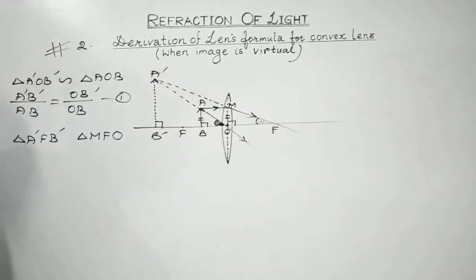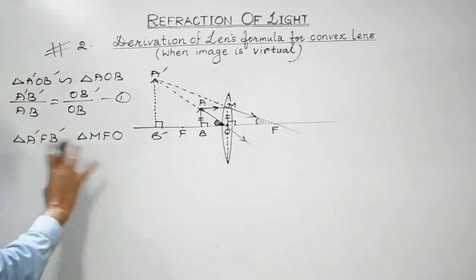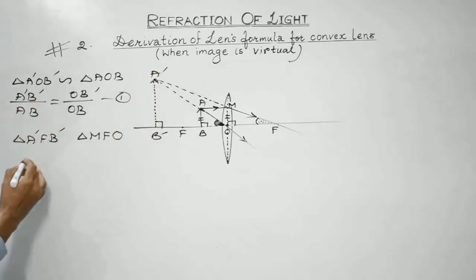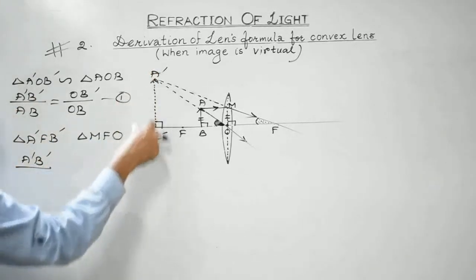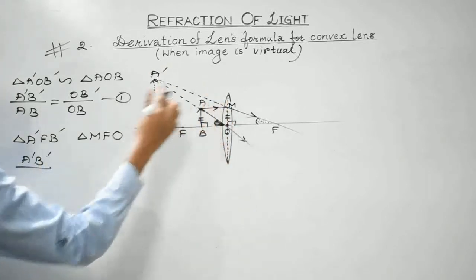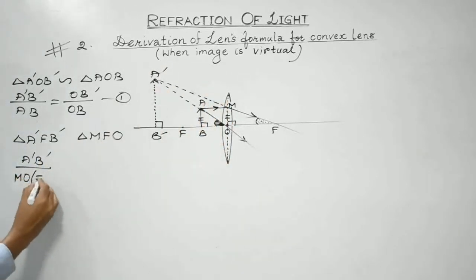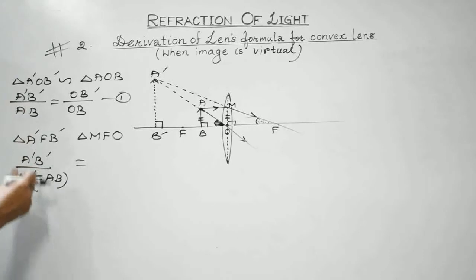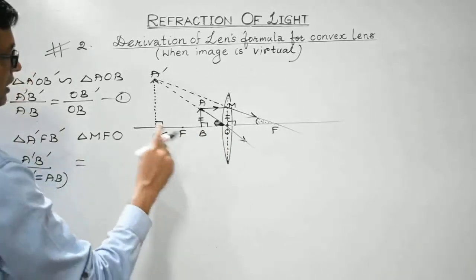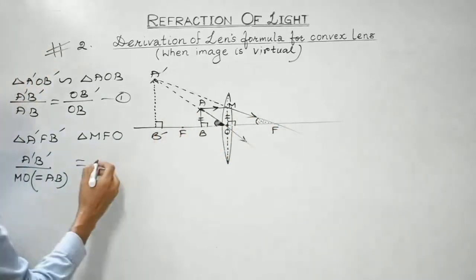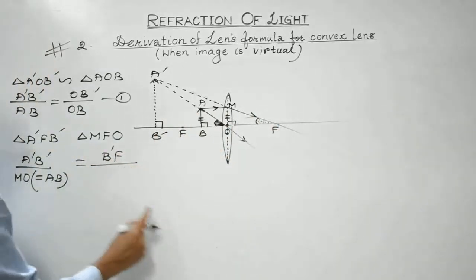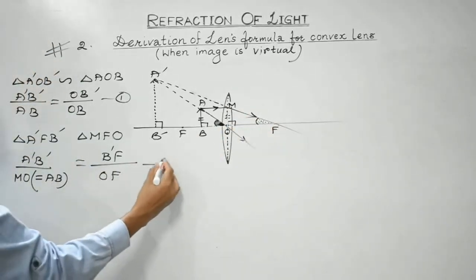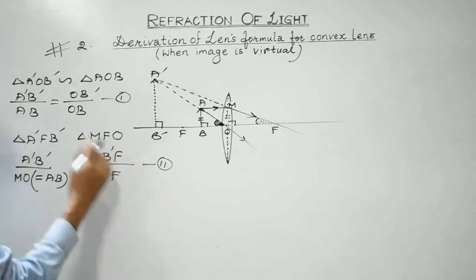Therefore, their corresponding sides again must be proportional. So while writing the equation, please ensure the left hand side of both the equations must be the same. So A dash B dash. What's the corresponding side of A dash B dash? It's MO. And students, MO is equal to AB, so that the left hand side of these two equations becomes equal. And it is equal to, let's consider the base. What's the base of the bigger triangle? B dash F. Divided by, what's the base of the smaller triangle? That is OF. Okay, we have obtained these two equations.